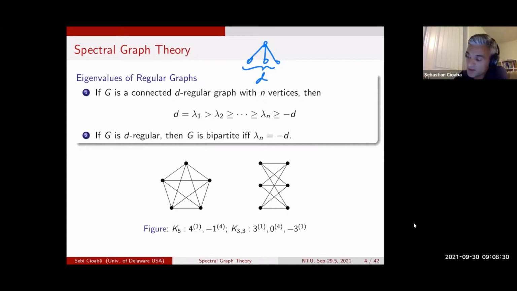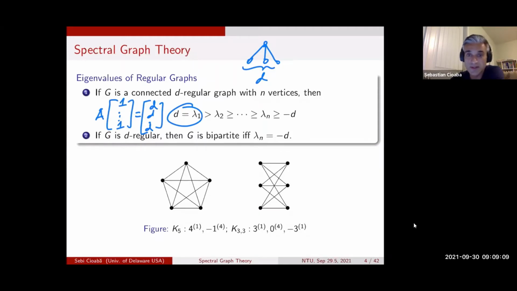Now, this part here, to show that d is an eigenvalue, is not too hard, because if you take the adjacency matrix and you multiply it by the all 1 vector, then what you collect on the other side is the row sums of the adjacency matrix, and because the graph is d-regular, it will be d, which is d times 1. So that proves that d is an eigenvalue. To show that d is the largest is not too hard, and similarly, to show that all the eigenvalues are between minus d and d is not that much difficult.